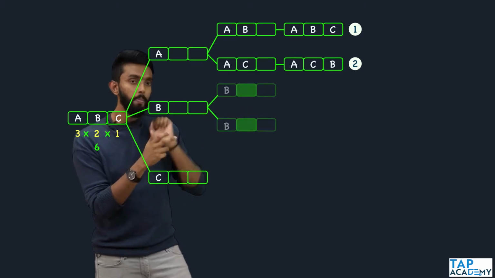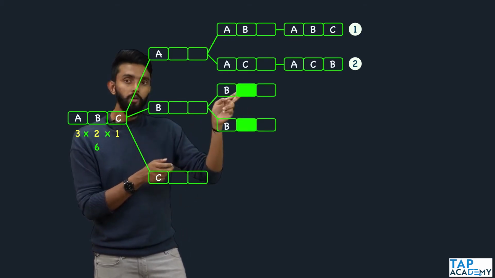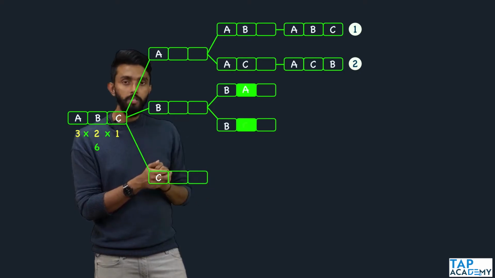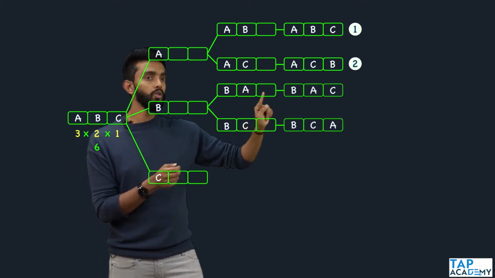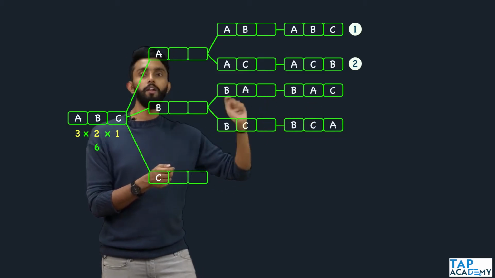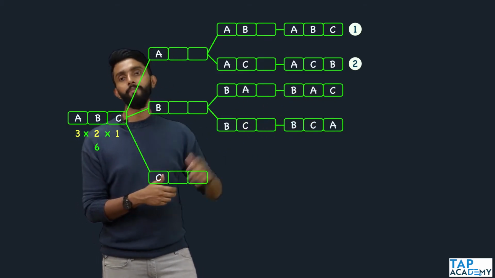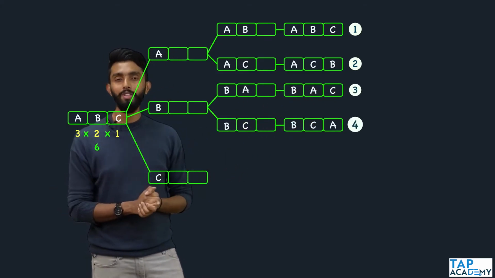So I'm showing 2. I hope you're able to think. And here you can see one can be A, another can be C. Now you're left with only this empty part. So that is only one character. So the remaining character here is C, remaining character here is A. So BAC, BCA. That is your third and fourth permutation.